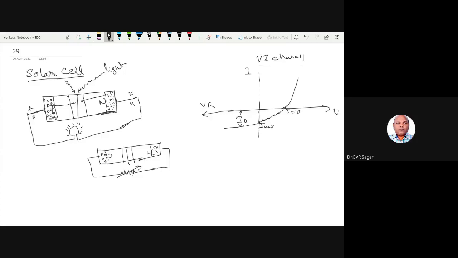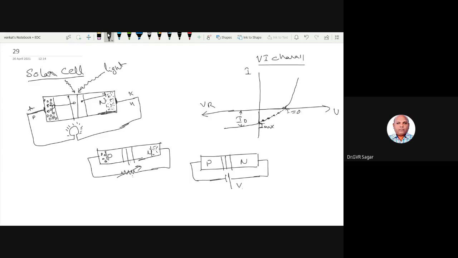Or instead of this, if I place a cell here, a voltaic cell, how much voltage is stored in this cell? That we can also measure, right? This is called a voltaic cell. However much current is generated here, that much current flows, and it will develop a voltage drop, and that voltage drop is V. Like that also we can say, right?